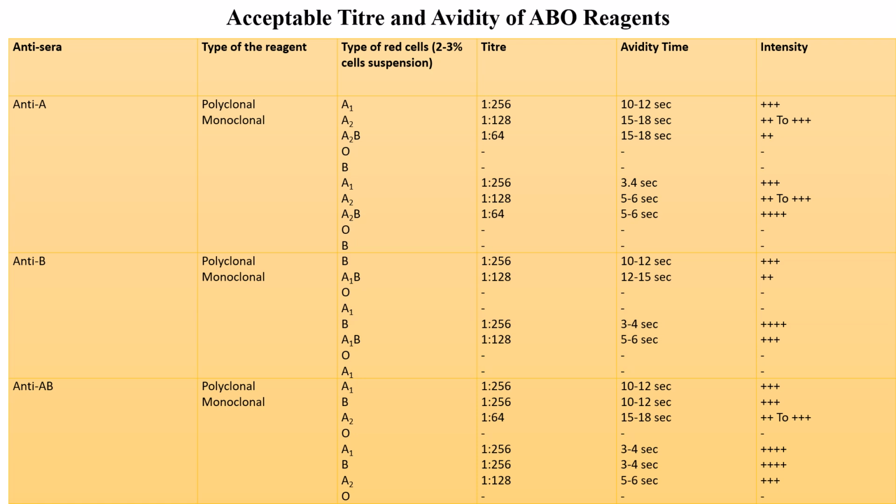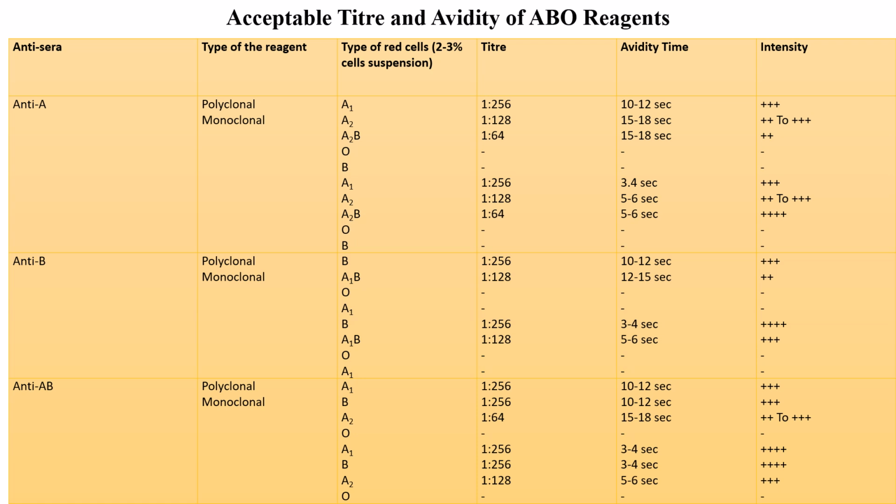Then for the monoclonal anti-B, with the B cell, 256 is the titer, 10 to 12 seconds, and 3 plus is the intensity, and with A1B, 128 is the titer, 12 to 15 is the avidity time and 2 plus is the intensity. With the monoclonal A1 cell, it won't show any reaction, and with the monoclonal B cell, again 256 is the titer, and with A1B 128 is the titer. The avidity time for B cell is 3 to 4 seconds, for A1B is 5 to 6 seconds, with an intensity of 4 plus with the B cell, and 3 plus with A1B.